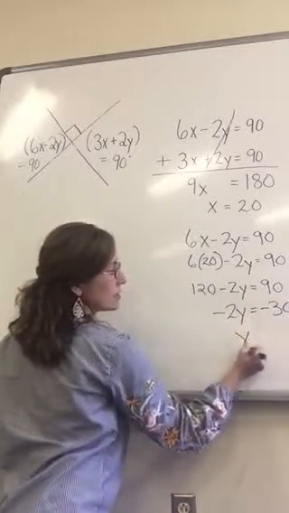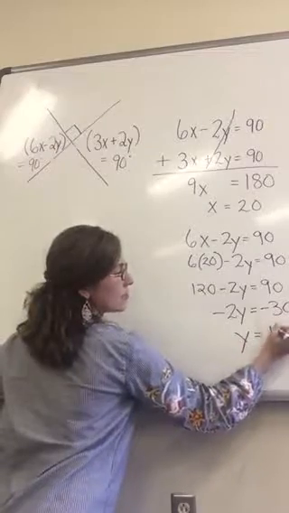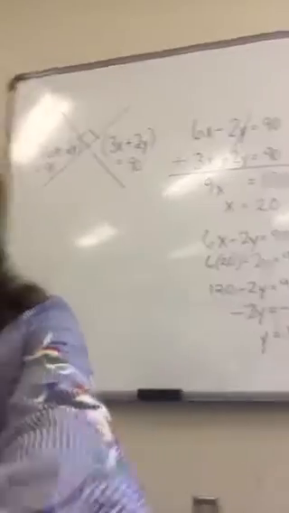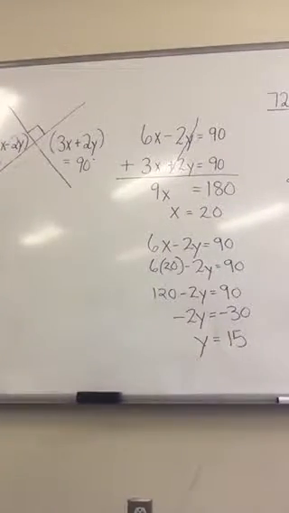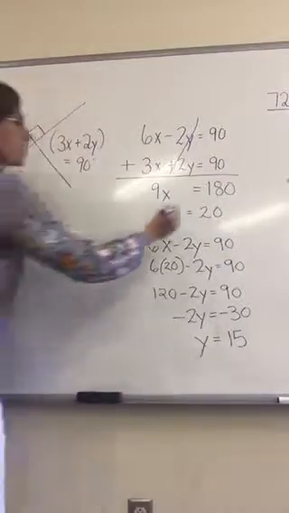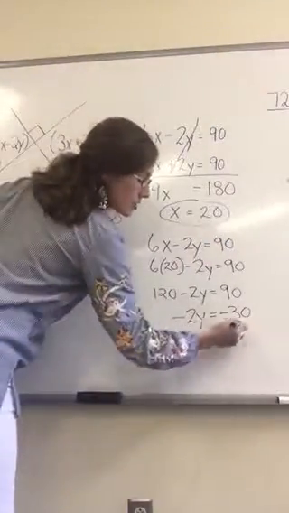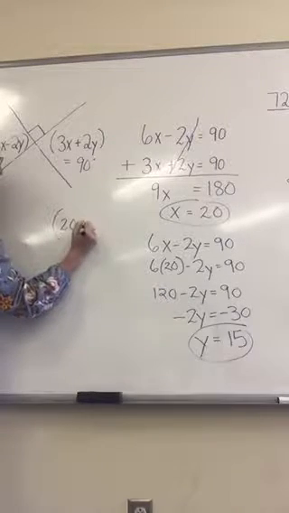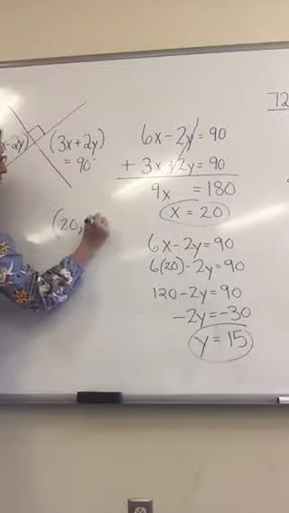And y is going to equal 15 because I divided both sides by negative 2 and got y equals 15. So now what I have is an ordered pair. Here is the first part of my answer, my x. Here's the second part, my y. And my ordered pair says that the solution to these equations should be 20 and 15.